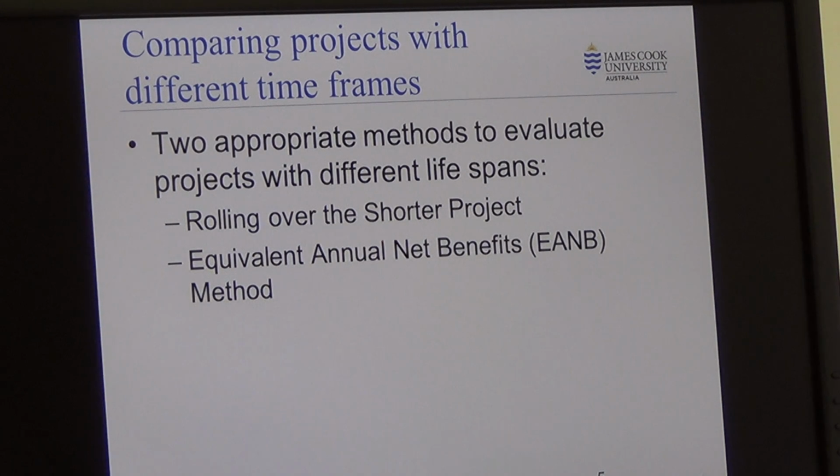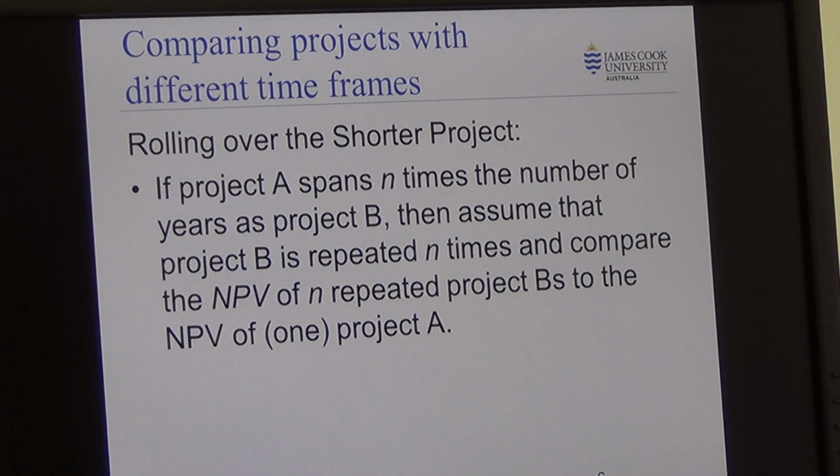Two ways to do so. First one, we call it rolling over the shorter project. Second one, equivalent annual net benefits method. Let's look at the first one. The hydroelectric dam project lasts 75 years. Cogeneration projects last 15 years. So now let's roll over this cogeneration project 5 times. Then we can get the same time frame as the hydroelectric dam project. Okay. So that's what we call rolling over the shorter project.